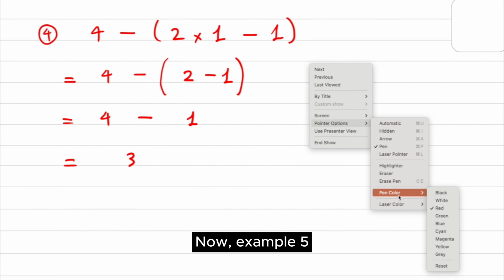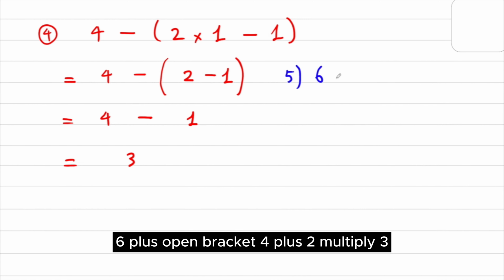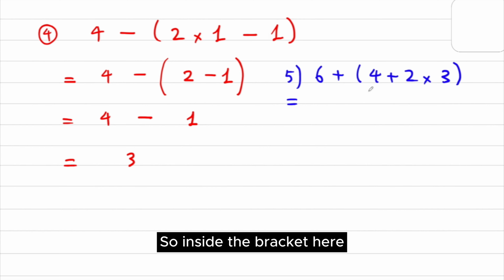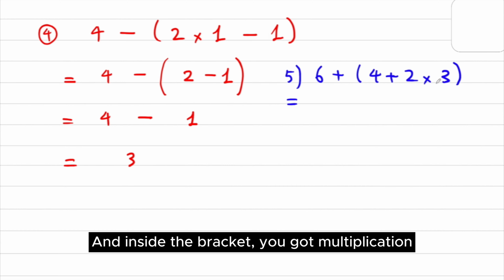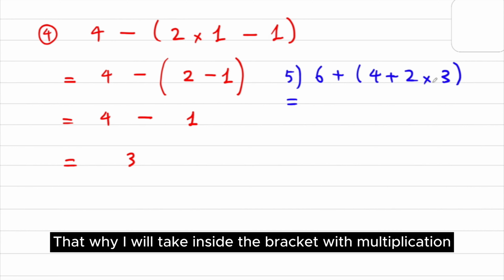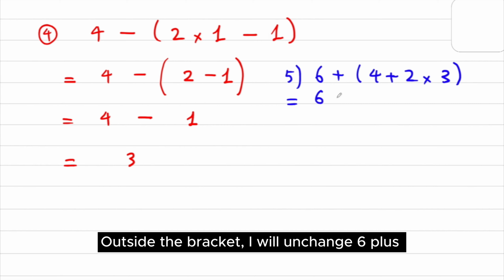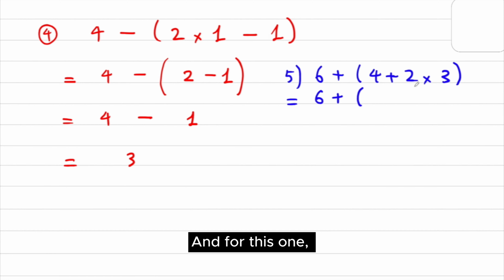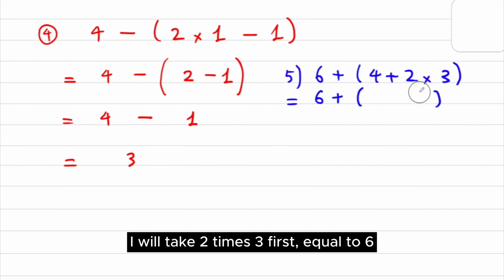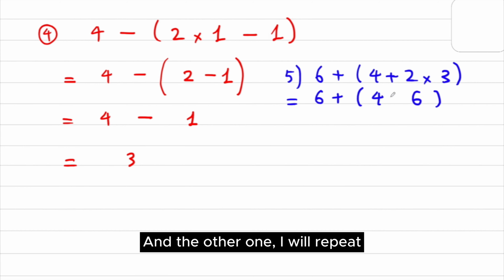Okay, now example 5. How can you work with this one? 6 plus open bracket 4 plus 2 multiply 3. Inside the bracket here we have two operations, multiplication and addition. Multiplication is my first operation inside the bracket. Outside the bracket I will leave 6 plus unchanged, and for this one I will take 2 times 3 first, equal to 6, and the other one I will repeat.